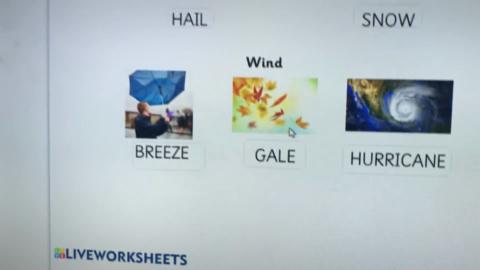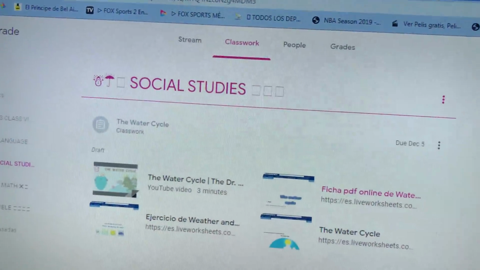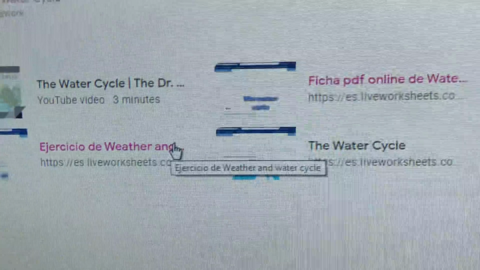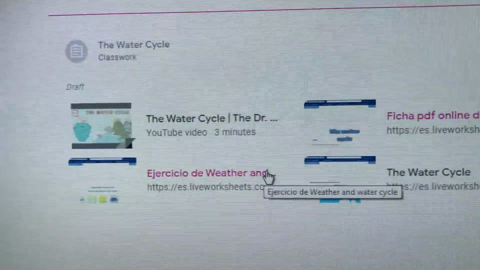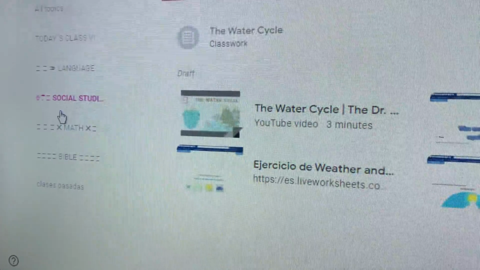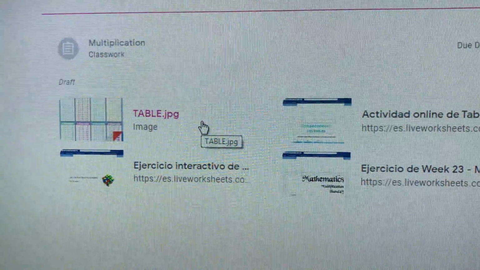You see, that's basically it. So basically the other exercises that are here about the water cycle, you see here there are other exercises basically about that water cycle. Okay, so basically it's about that. Now if we move to multiplication, we're going to talk about multiplication today for math.